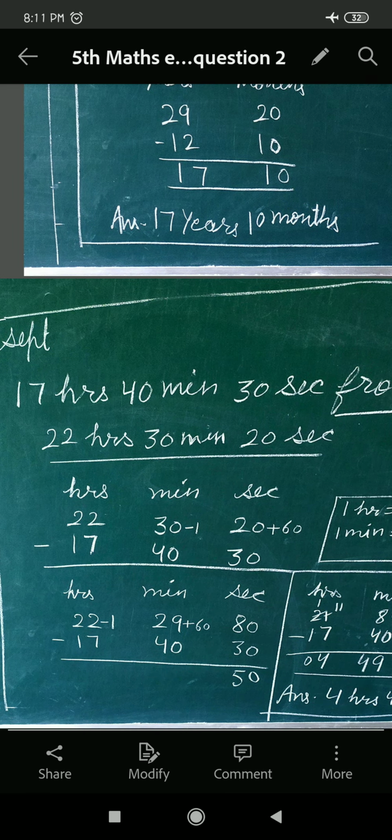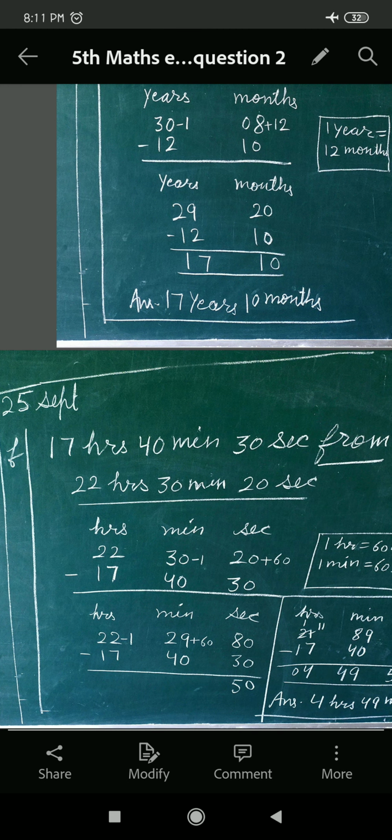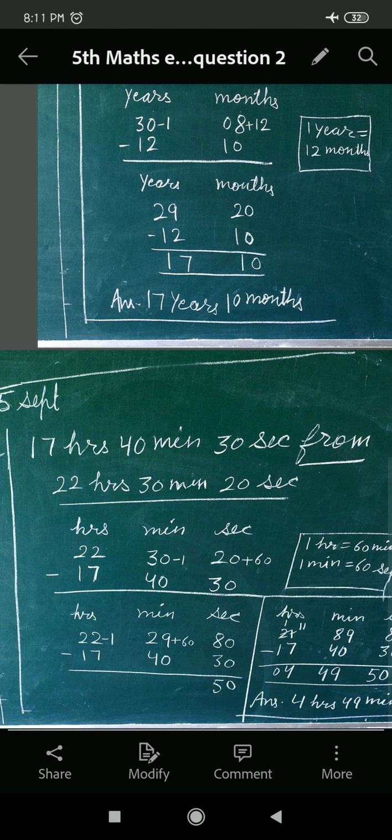Now next, last F part. Subtract 17 hours 40 minutes 30 seconds. Now you see 3 units are there. 17 hours 40 minutes 30 seconds from 22 hours 30 minutes 20 seconds. Now you write units first and then arrangement under hours and minutes and seconds. Now you see, start subtraction from seconds. We cannot subtract 30 from 20. Take 1 borrow from minute.